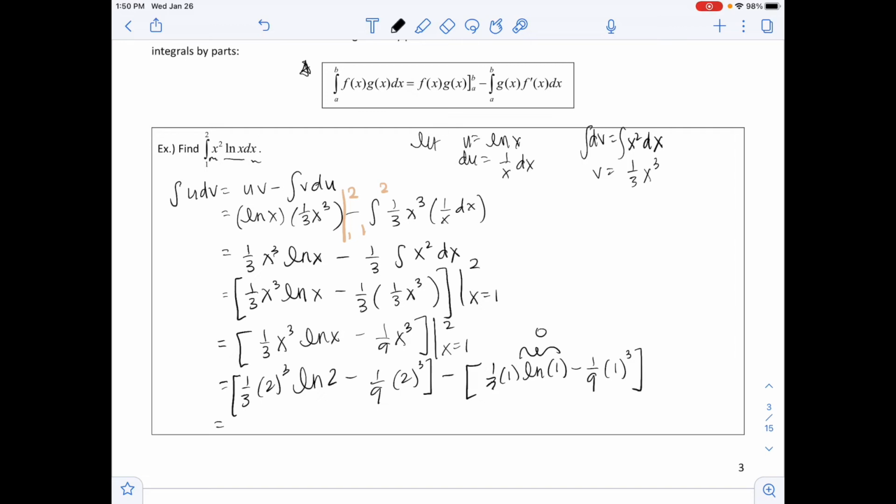So this is going to be 2 raised to the 3rd is 8. So we get 8 over 3 ln of 2 minus 8 over 9. And then the next term is just 0. So I'll say minus 0 since I could distribute that negative in. And then minus negative 1/9 would be plus 1/9. And so this is going to work out to being 8/3 ln of 2 minus 7 over 9.